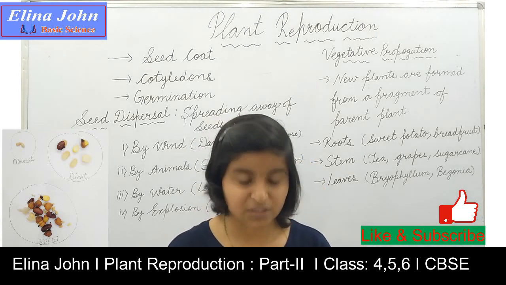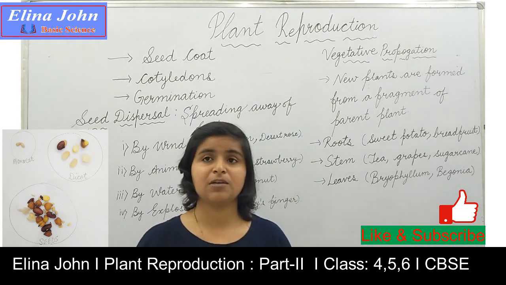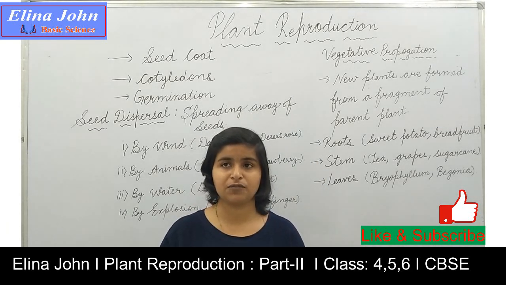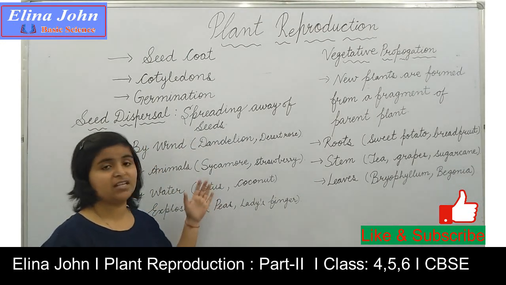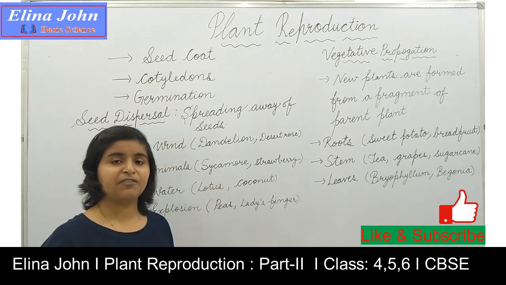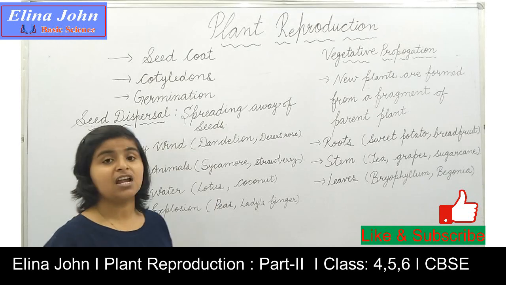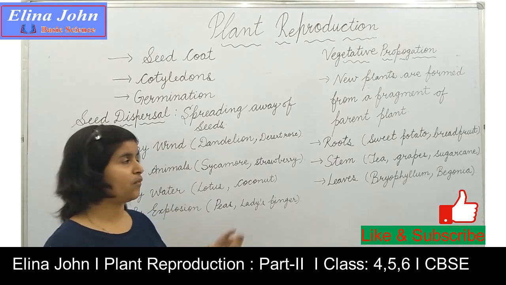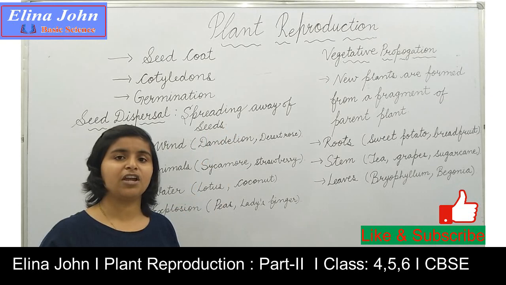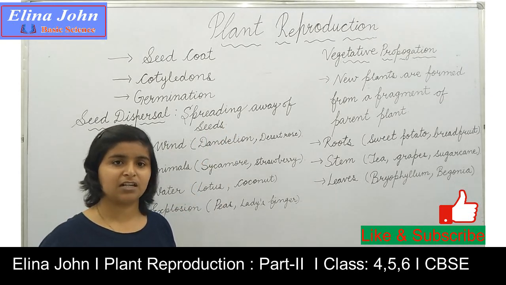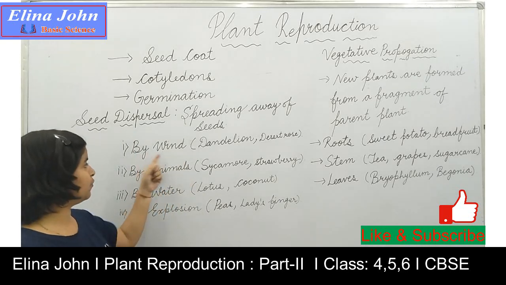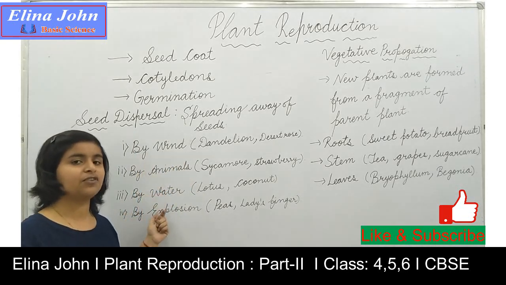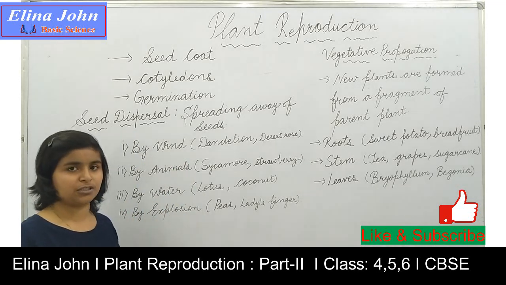Now, next comes your germination. Germination is the process by which a new plant is formed from the seed. Next are the ways of dispersal of seed. But before that, let us understand what dispersal means. Dispersal is the spreading away of seeds from the parent plant. So the main agents of dispersal of seeds are wind, animals, water and explosion.